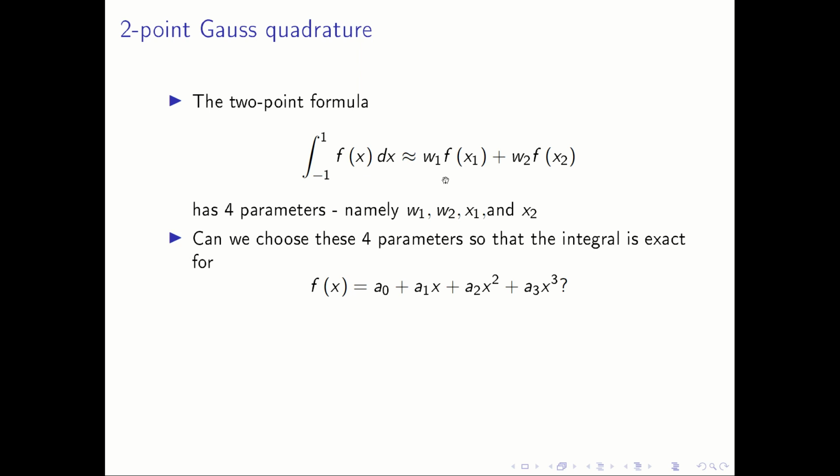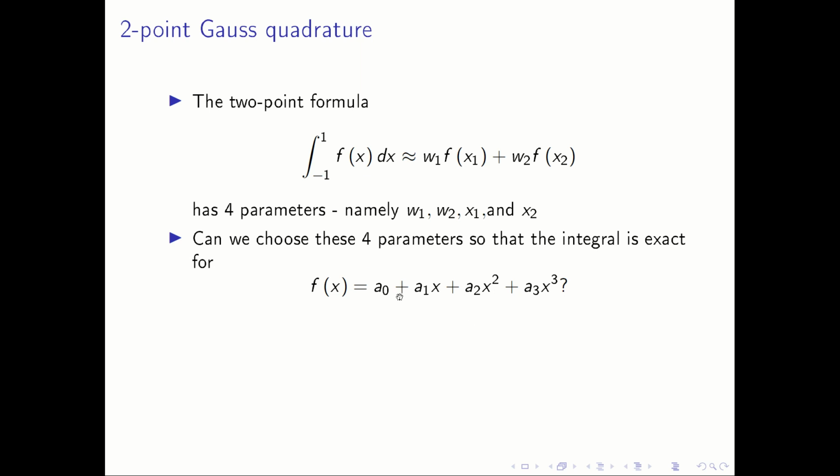But if we are free to choose those parameters any way we want, including changing the positions where we evaluate the function, can't we choose these parameters in such a way that we get an integral which is exact for the polynomial which involves 4 parameters, namely a cubic polynomial, a0 plus a1x plus a2x squared plus a3x cubed? After all, we have 4 arbitrary polynomials to play with here.